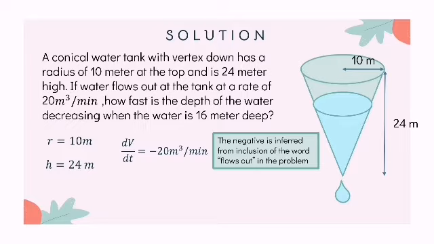So how do we know dV over dt? We can look at the unit, meter cube per minute. Meter cube is unit of the volume, meanwhile minute is the unit of the time. The question is, what is dh over dt when h is 16 meter?